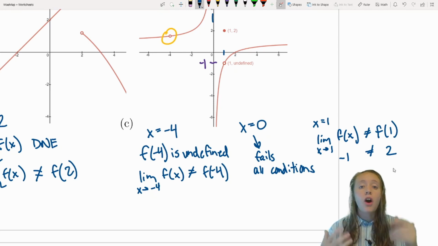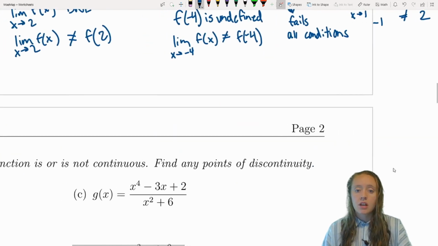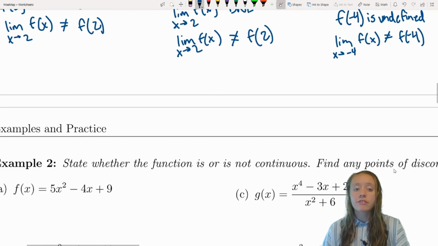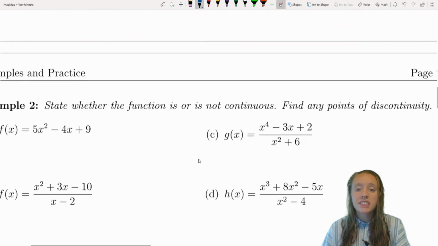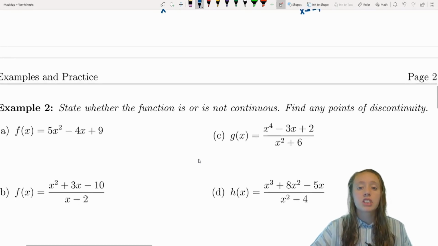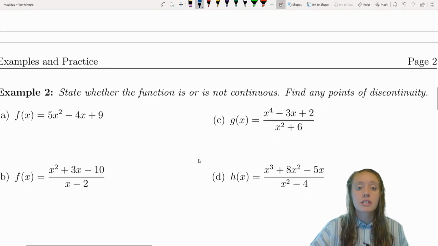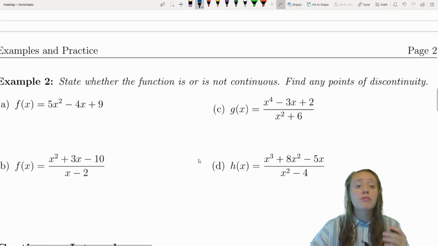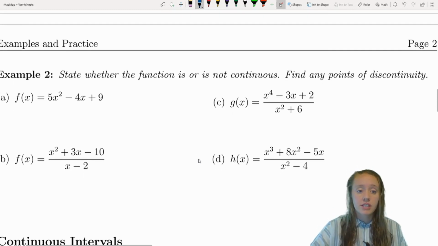We have to check all of the points in question to see if our function is continuous. But let's say we don't necessarily have a graph. Well, we know what makes a function undefined, so let's give example 2 a go and see. In example 2, we're going to state whether the function is or is not continuous. If it's not continuous, we're going to find all of those points of discontinuity.